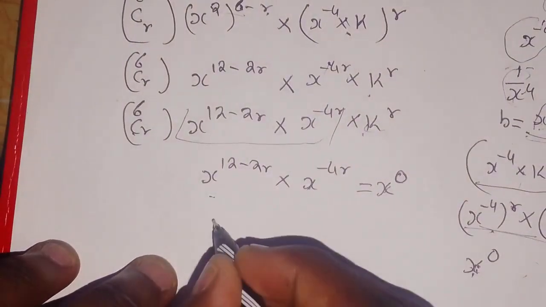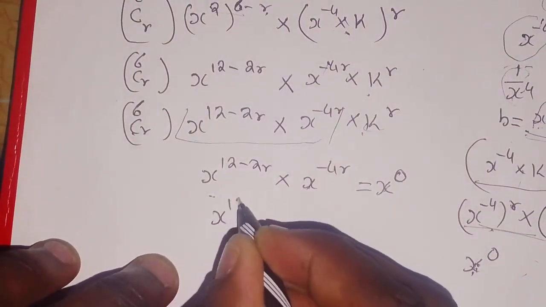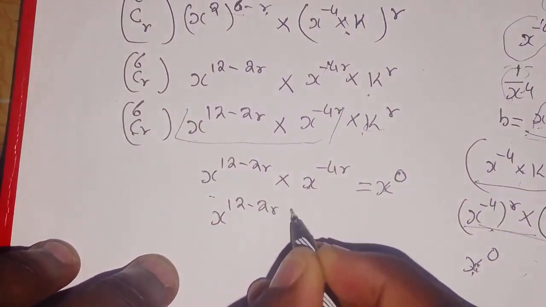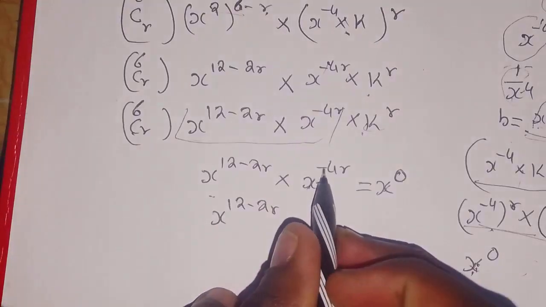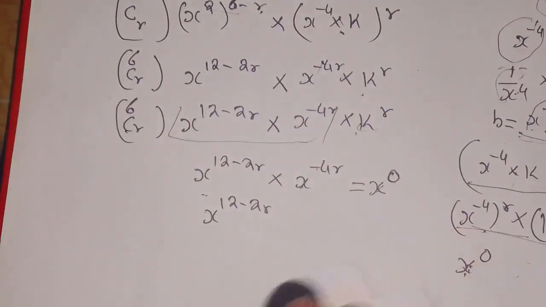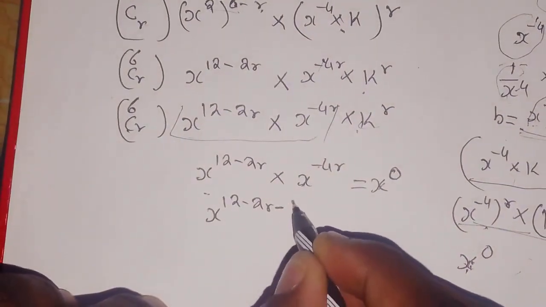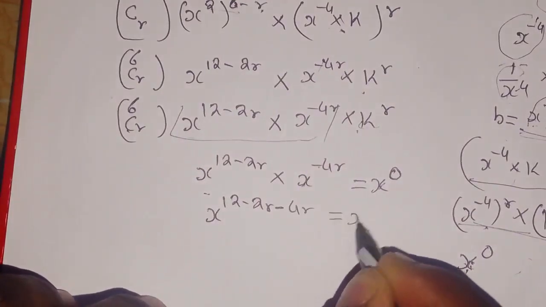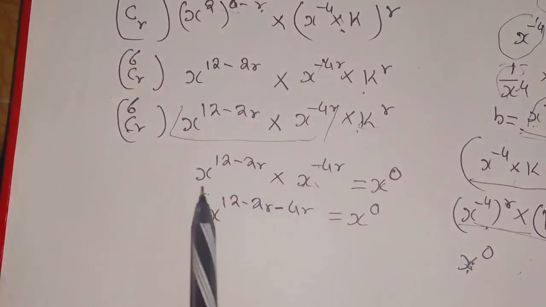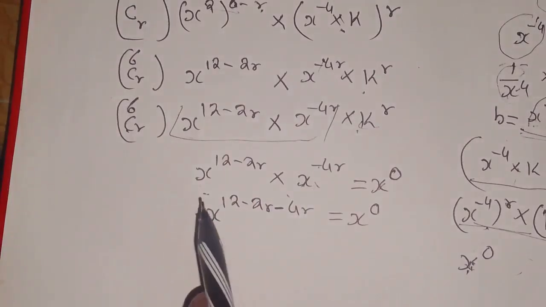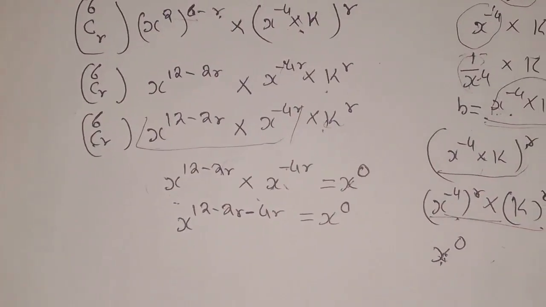We're going to have something like x to the power 12 minus 2r. We just add. So this is negative, so positive times negative will give us a negative. So here we're going to have 4r, which is equal to x to the power 0. So don't get confused here. Since these bases are the same, we just add the powers according to the law of indices under multiplication.